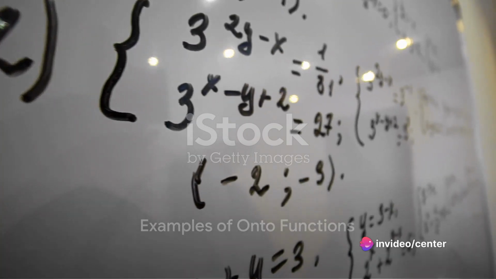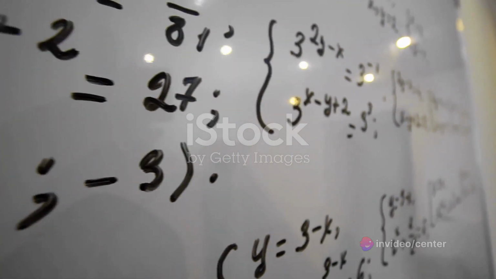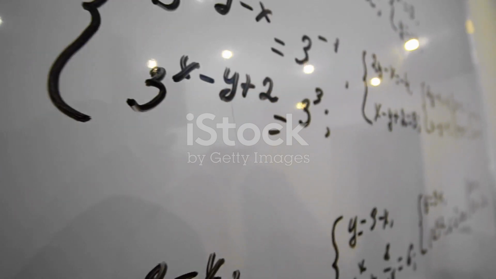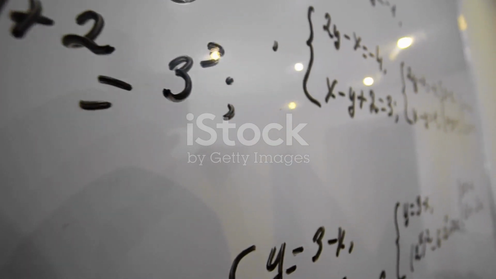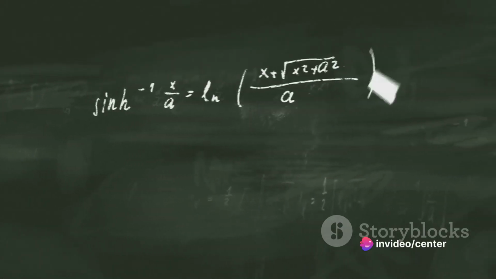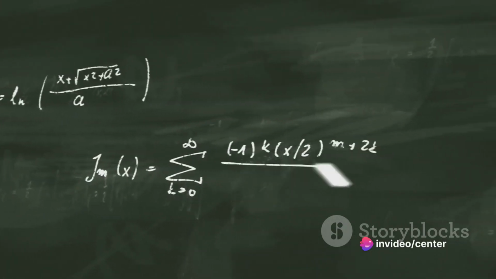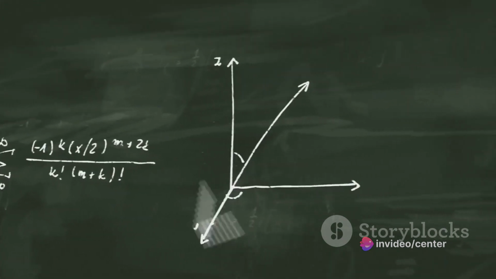Take the function f(x) equals x squared. This is onto because every non-negative real number in the codomain has at least one real number in the domain that squares to it. For instance, the number 1 in the codomain has two corresponding elements in the domain, 1 and -1, both of which square to 1.